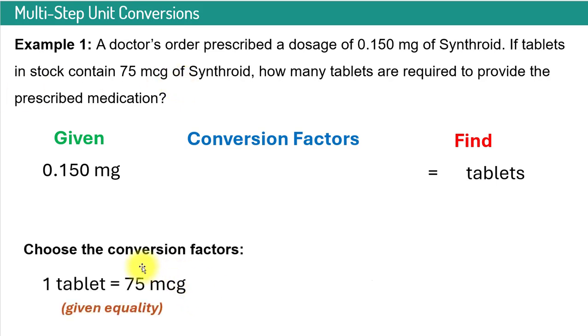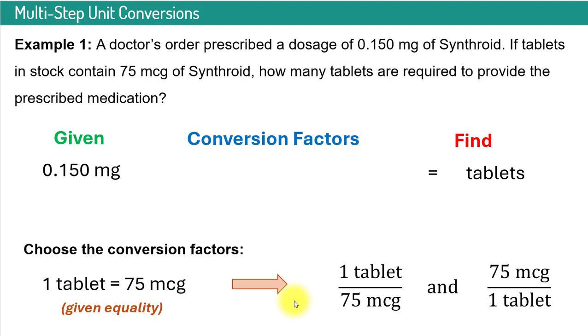From this information, we can write an equality. One tablet equals 75 micrograms of the drug. And from this equality, we can obtain 2 conversion factors. Which one will be useful to us? Recall that the approach we take is canceling the units that we don't need and leaving the desired units. My goal is to cancel units milligrams and be left with units tablets.